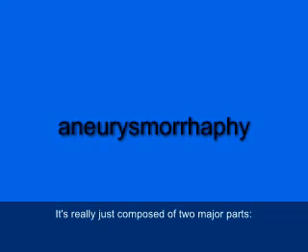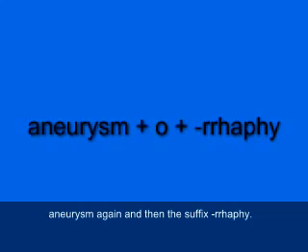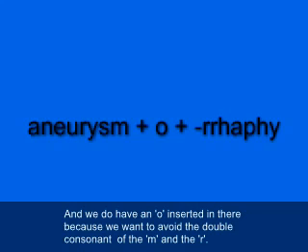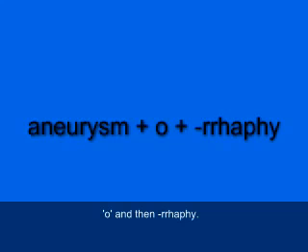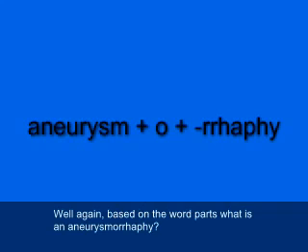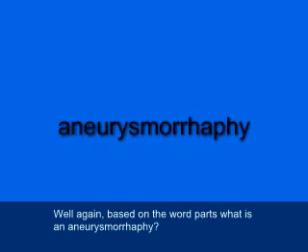It's really just composed of two major parts: aneurysm again, ANEURYSM, and then the suffix raphy. And we do have an O inserted in there because we want to avoid the double consonant of the M and the R. So they put an O in there. That's the little tricky part. O and then raphy, RRHAPHY. Well, again, based on its word parts, what is an aneurysmorrhaphy?